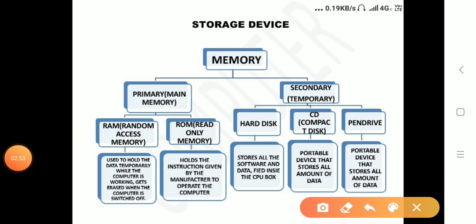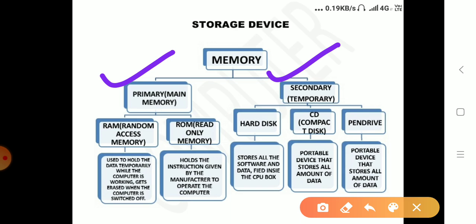Next we have storage device, that means the memory. The data and instructions that are entered into the computer system through input units are to be stored inside the computer in some storage media. This storage media is known as memory. There are two types of computer memory: primary memory and secondary memory. Primary memory is considered the main memory and the secondary memory is considered the temporary memory.